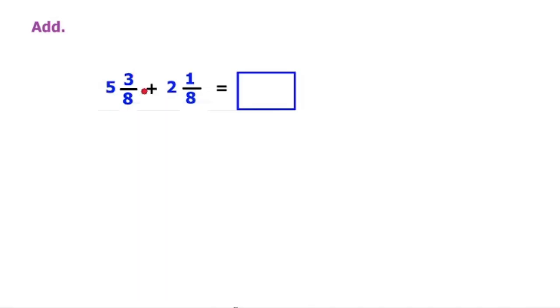Well, what does 5 3/8 mean? It means we have 5 whole things and then 3/8 of the same things. And similarly, for 2 1/8, we have 2 whole things and then 1/8 of that same thing.